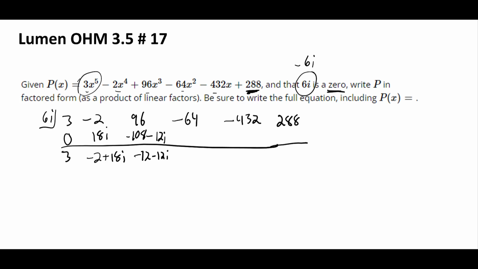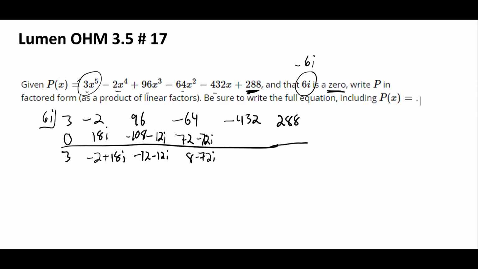Okay, we keep going here. 6i times negative 12 is going to give us a negative 72i, I should say. And 6i times negative 12i, the i times i is negative 1, so it gives us a positive 72. So if we add that straight down, we end up with an 8 minus 72i. And just trust that this is going to go through. We're told that 6i is a 0. So let's just keep moving along.